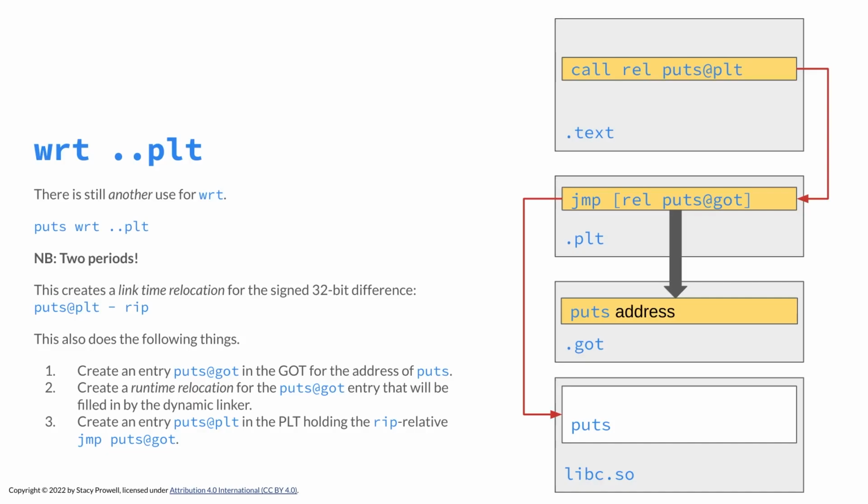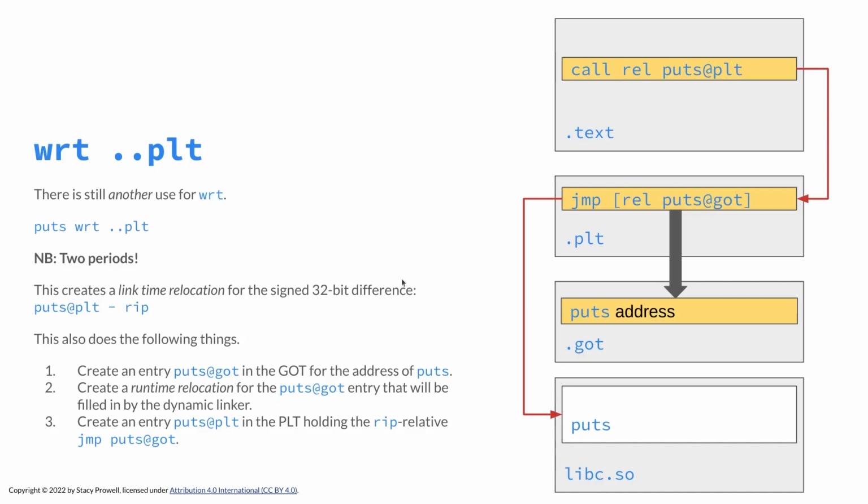This takes us to another use for WRT. This is the last one I'm going to hit you with. Let me see if I can explain this without causing your brain to explode. When I say puts with respect to .plt, this creates a link time relocation for the 32-bit difference between what the RIP should be at that location and the slot in the PLT for puts.